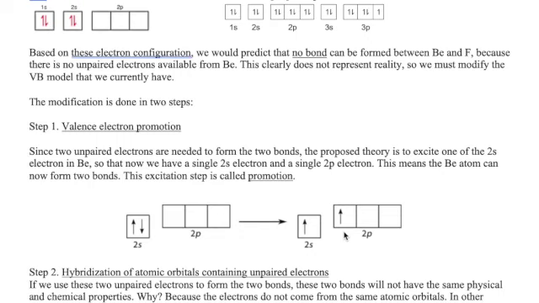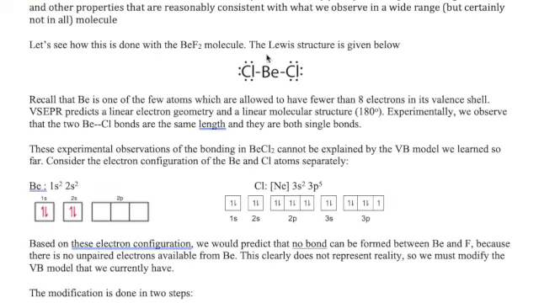The reason is because one of the bonds will be a result of a 2s-3p overlap, and the other bond would be a 2p-3p overlap. Because they have different orbitals that make up each bond, we would expect those bonds to be different in BeCl2. In other words, this bond is going to be different than that bond.